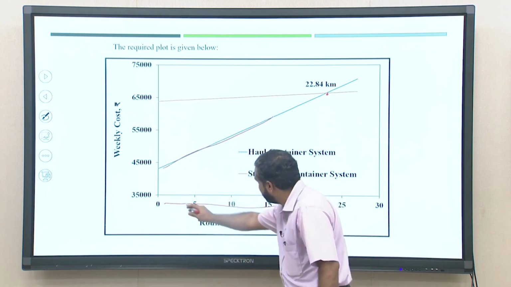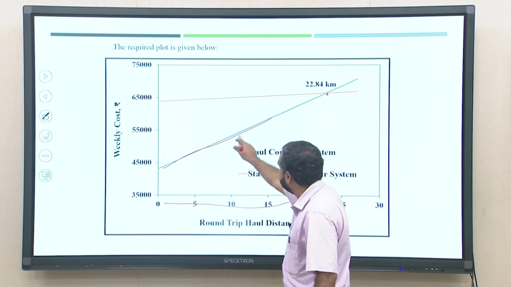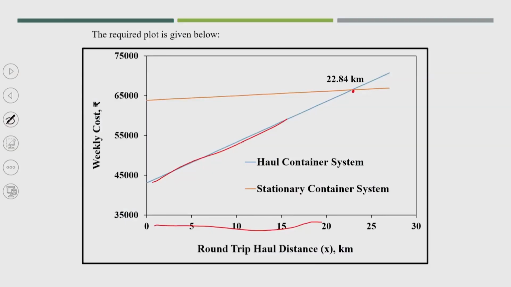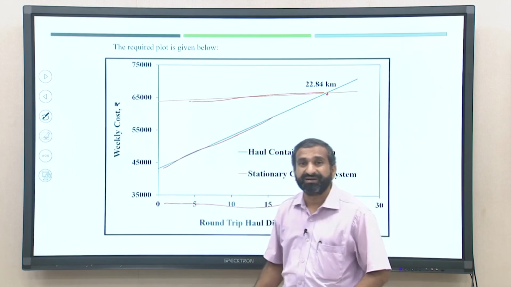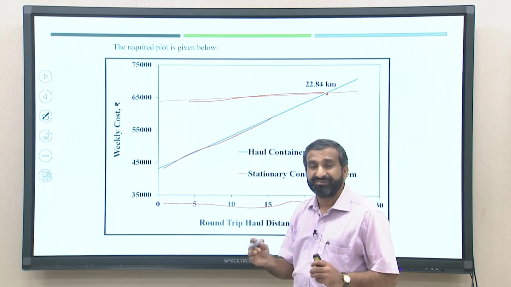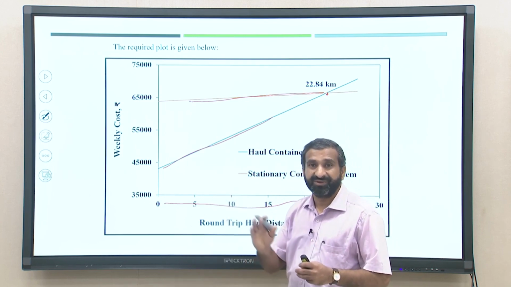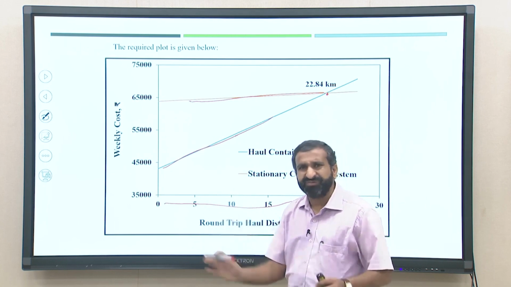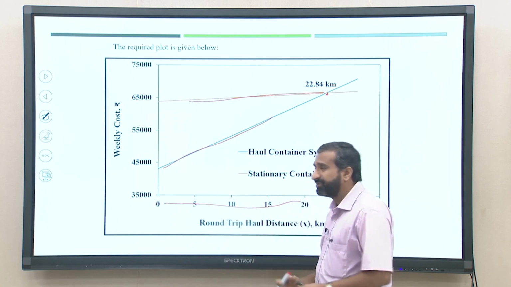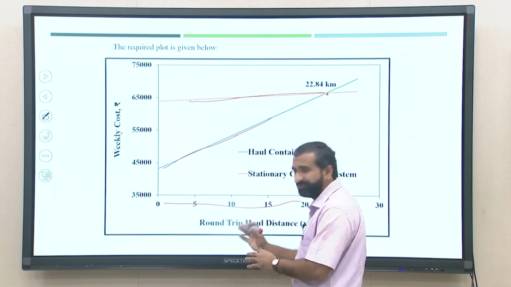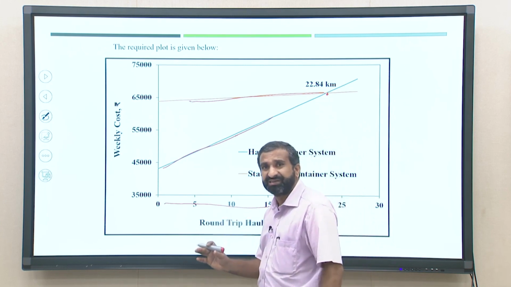But for the smaller distance, like 5 kilometer, 10 kilometer, the cost was very low. But if you compare with the stationary container system, for the smaller distance itself it has a very high cost, but with the distance it is not changing. Okay, there is not much change. That is what most of the developing countries are following, whether it is a stationary container system or Hall container system is very difficult to finalize. But I think most of the developing countries follow the stationary container system.